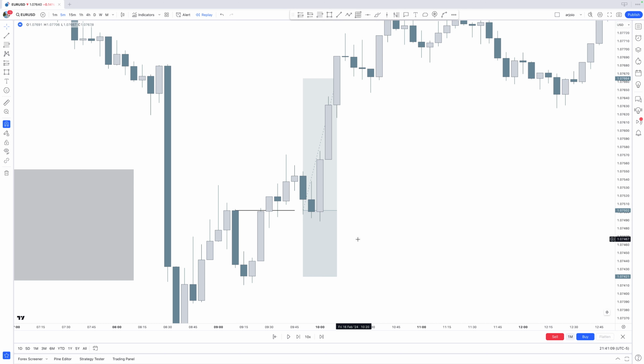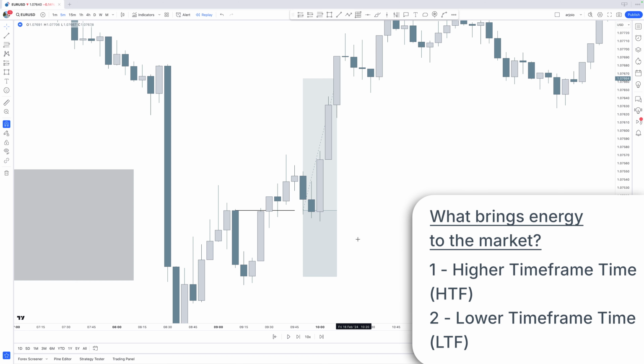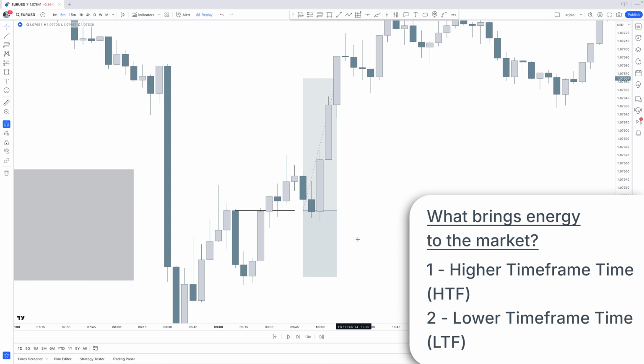So when we have energy, we like to move. When we don't have energy, we don't like to move. That's the same exact thing in the market. So what then brings that energy to the market? Well, there's two types. There is higher time frame time and lower time frame time.